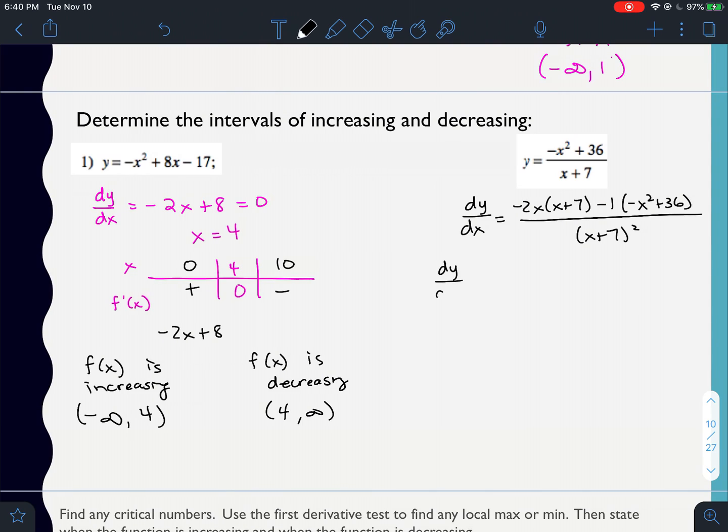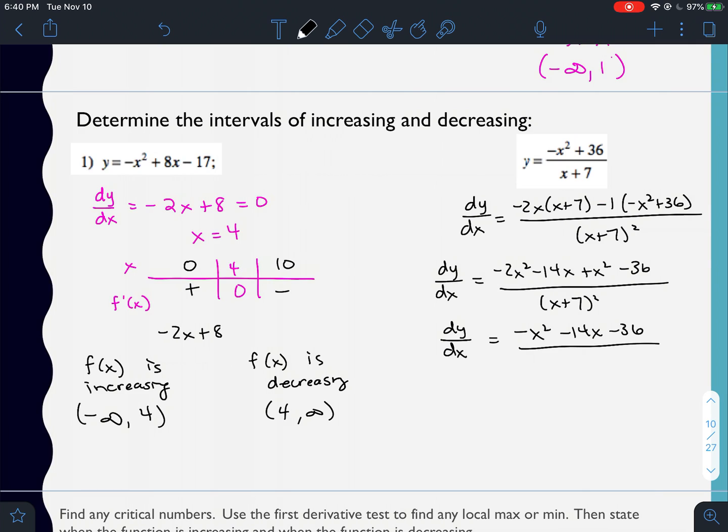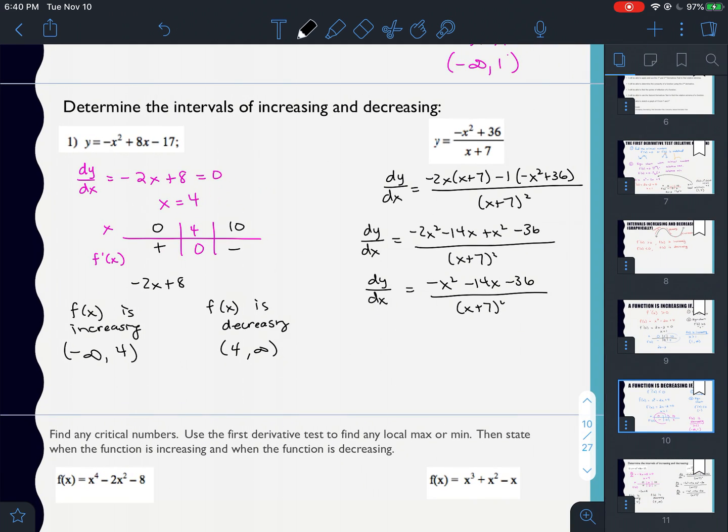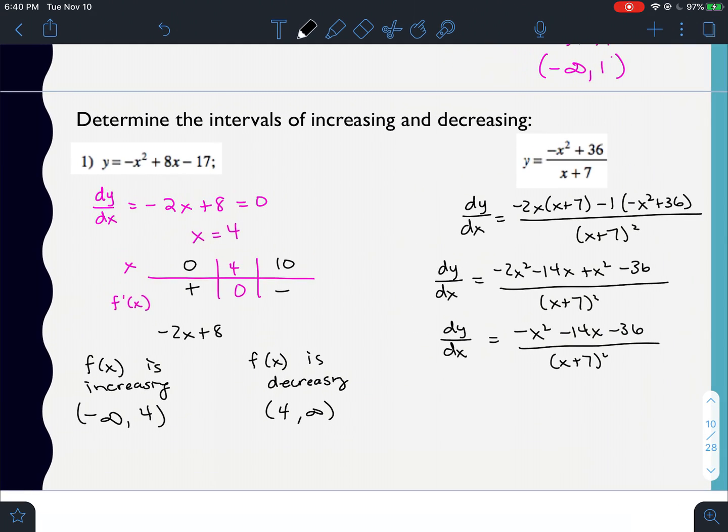And so when you want to test where the derivative is 0 or undefined, well, this is a fraction, so let's simplify the numerator a little bit. We're going to have negative 2x squared minus 14x, and then plus x squared, and then minus 36 all over (x plus 7) squared. Again, I'm going to simplify it one more time, and I'm going to get negative x squared minus 14x minus 36 all over (x plus 7) squared.